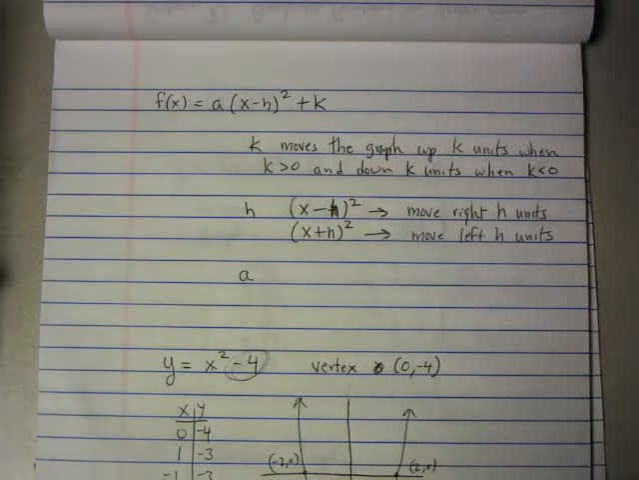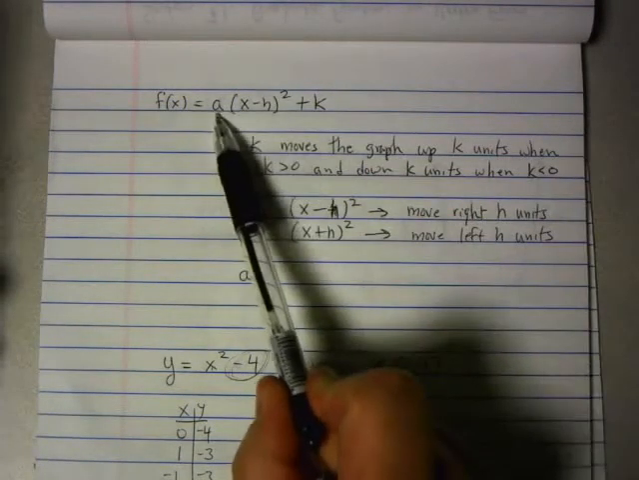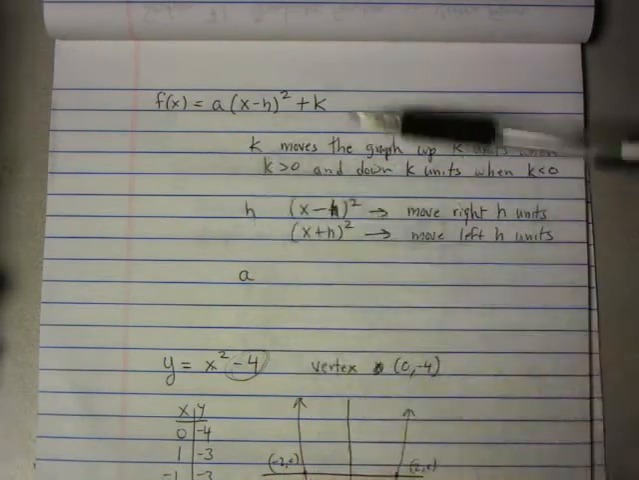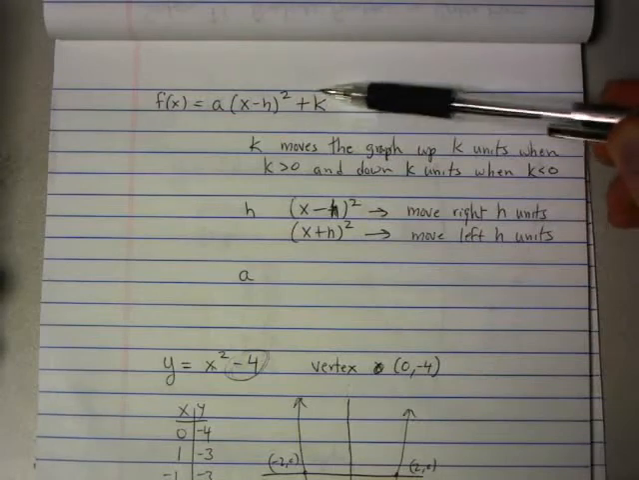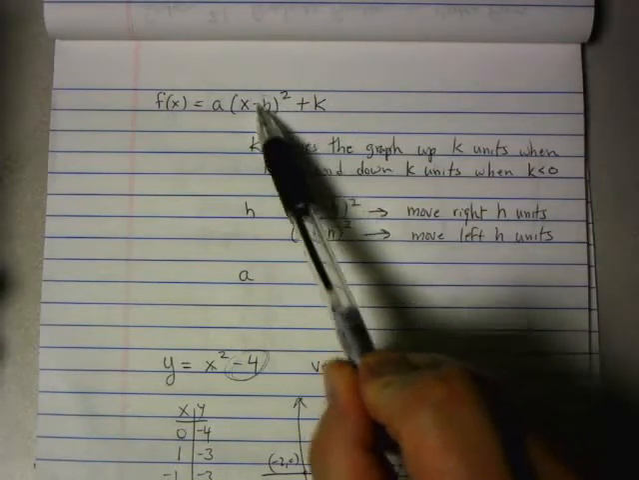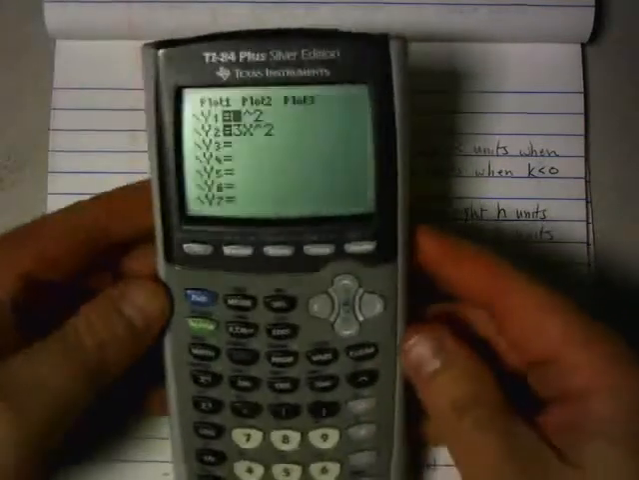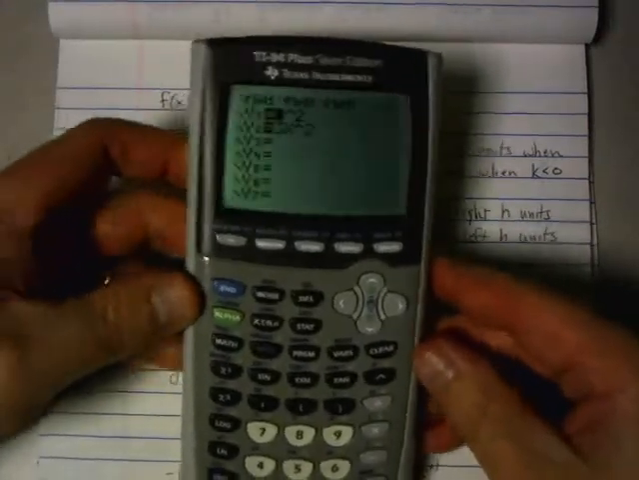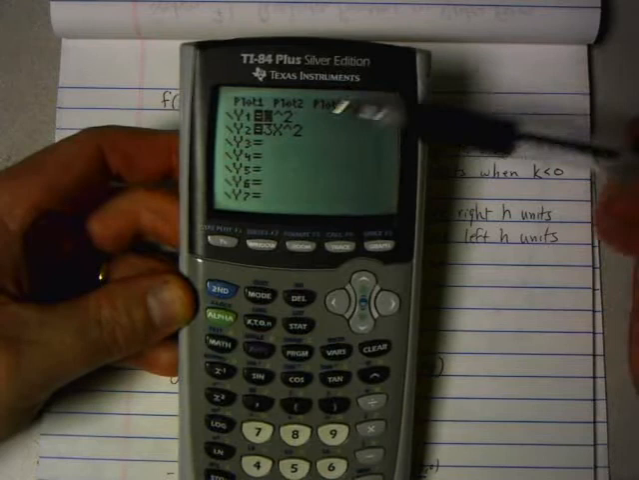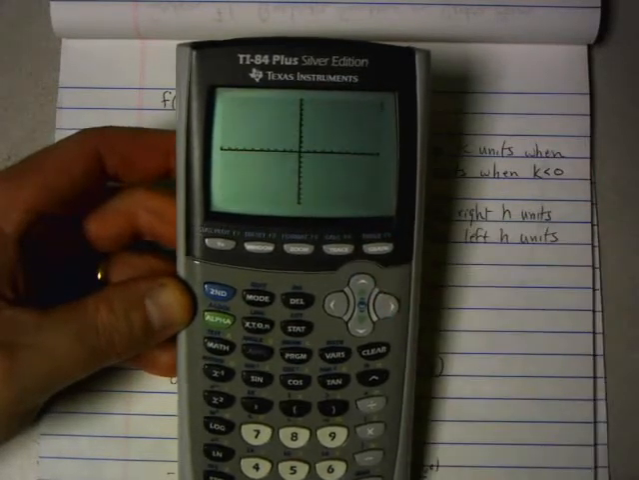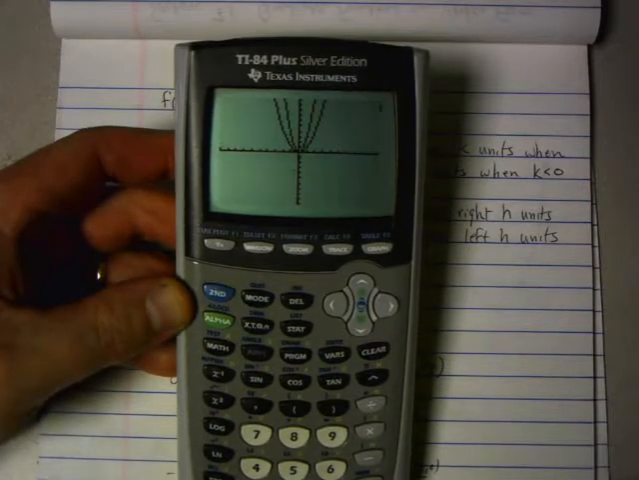Alright, in the first video, we were looking at quadratic functions in vertex form, and we figured out what k and h do. K shifts the graph up and down. H shifts the graph left and right. Now we need to look at a. And again, I think the easiest way to figure out what a does is to use our calculator. So I'm going to draw the graph of x squared, and I'm going to draw the graph of 3x squared. There's x squared, and there's what 3x squared does.